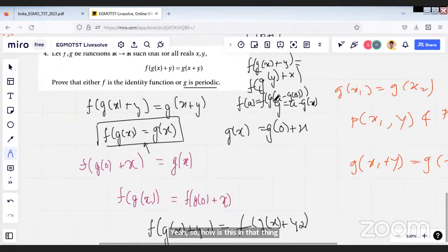And the other thing is, if F of A is F of B, then you get that F of B is equal to G of B minus G of 0. So you have injective, because G is injective.